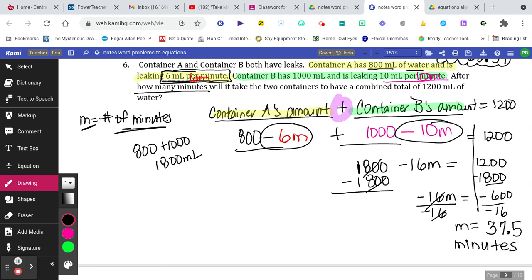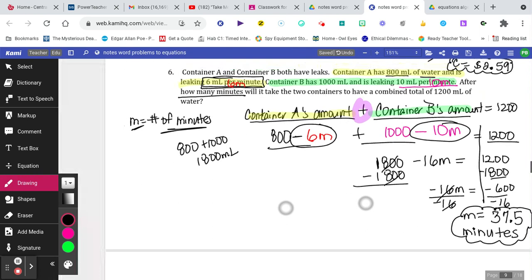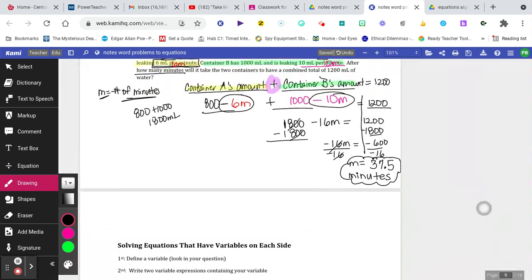So it's going to take that amount of minutes to have the sum of the water in both containers level off at 1,200 milliliters, guys. 37.5 minutes. All right, that's it for this set of notes.